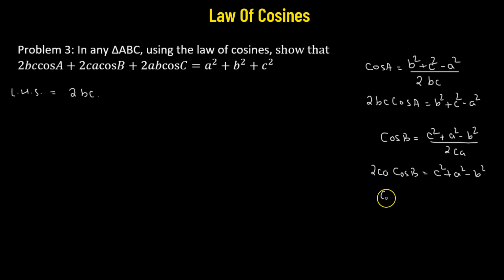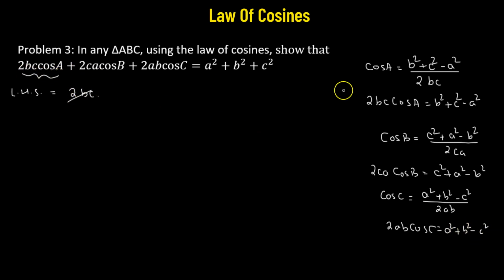And finally, we have cosine of C, which is equal to a squared plus b squared minus c squared whole divided by 2 times AB. So we get 2 times AB multiplied to cosine of C, giving us the value a squared plus b squared minus c squared. So that means we can replace 2 times BC times cosine of A with b squared plus c squared minus a squared. Then the second term, 2 times CA times cosine B, will be replaced with c squared plus a squared minus b squared.